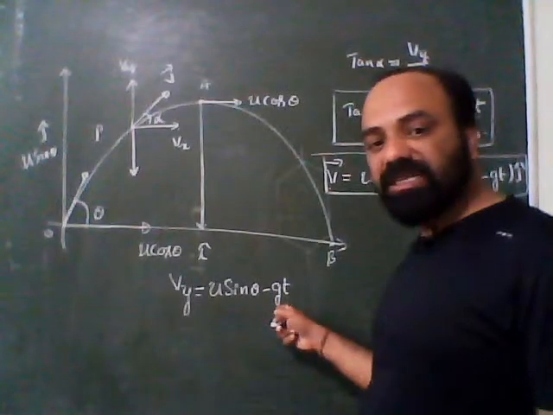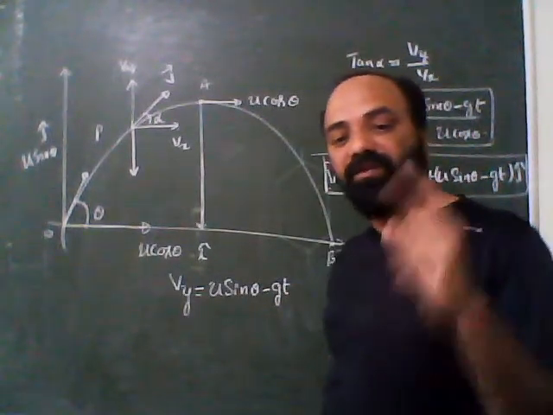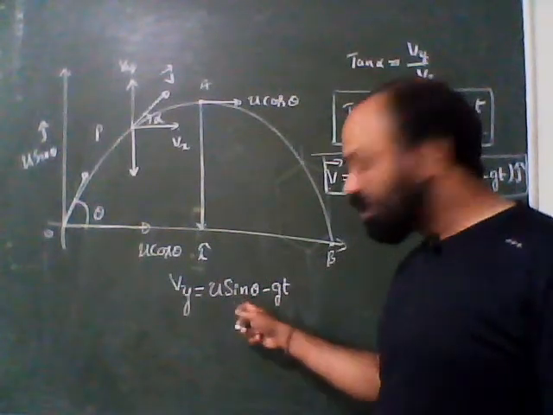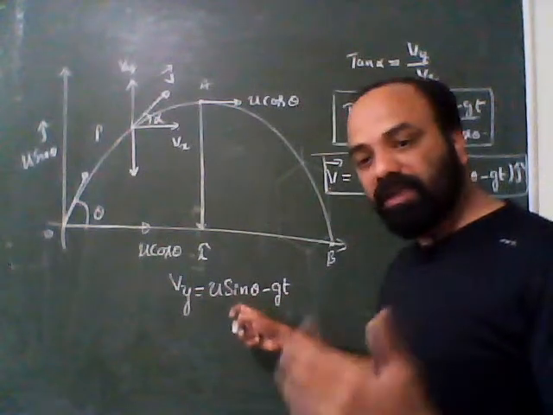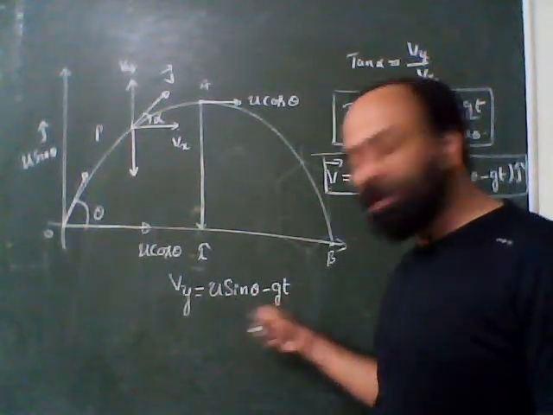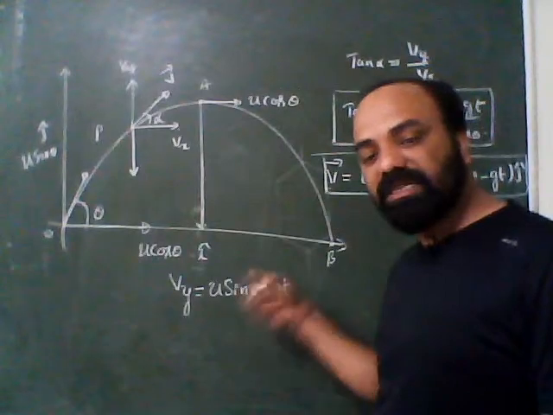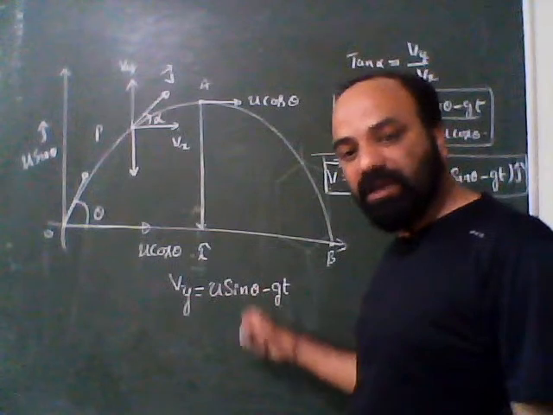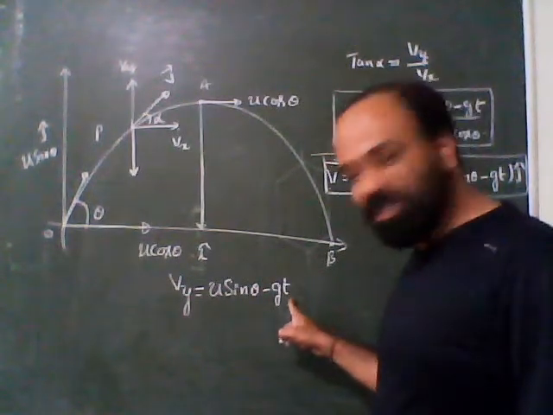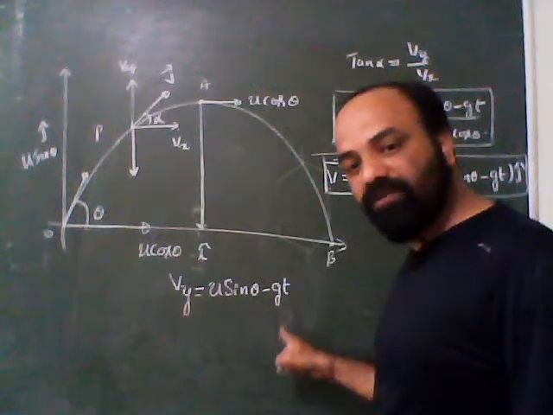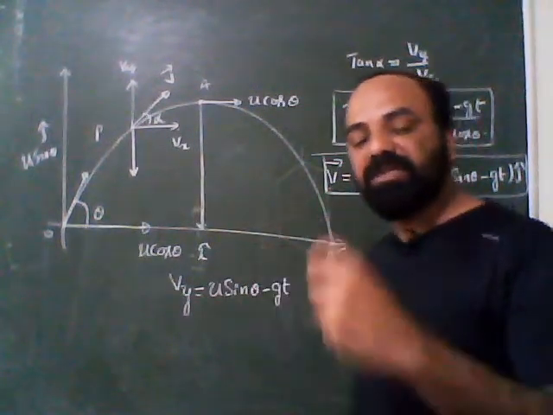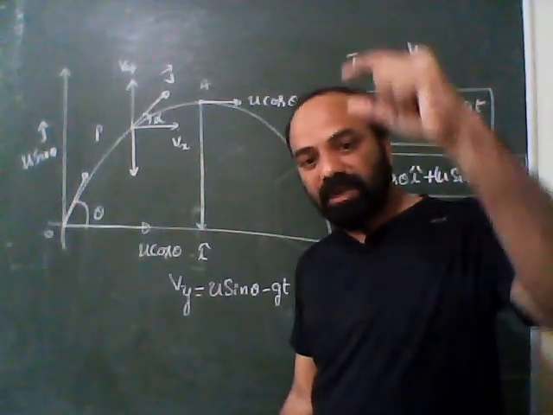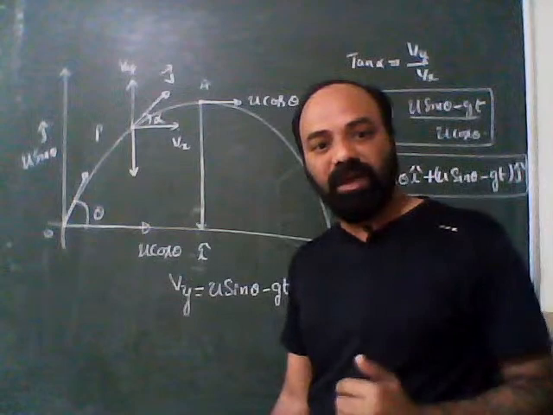Here, minus gt is there. Every second, if you take t equals 1, u sin theta minus g will come. If t equals 2, u sin theta minus 2g. If t equals 3, u sin theta minus 3g, then 4g, 6g, 7g. Means every second the velocity is reduced by g. Is it clear? So t equals 1 means 1g, t equals 2 means 2g, 3g, 4g, 5g, 6g, 7g, 8g. When the time increases, the vertical component of velocity becomes less. It goes on decreasing. Okay, that is the way.